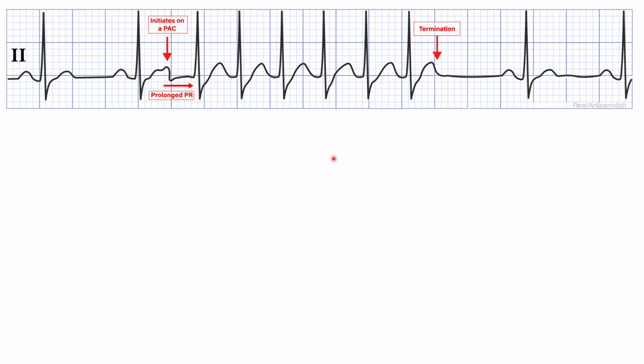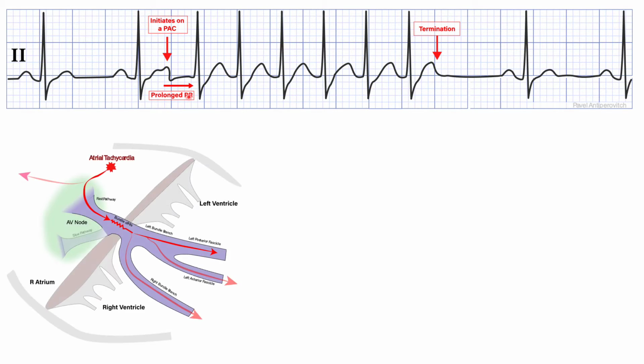This narrow complex tachycardia initiates with a premature atrial contraction followed by a long PR interval. Then we see several beats of narrow complex tachycardia which do not have easily identifiable P waves, and a termination. Now the question is, does the initiation with a PAC and a prolonged PR interval help narrow our differential diagnosis? So let's look at each item on our differential diagnosis list and determine whether this observation can be explained by the mechanism of that particular arrhythmia.